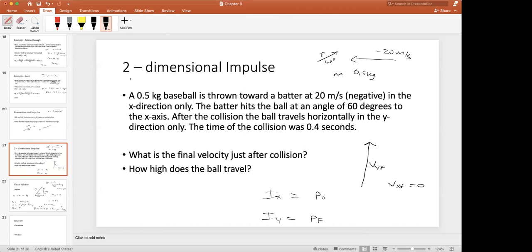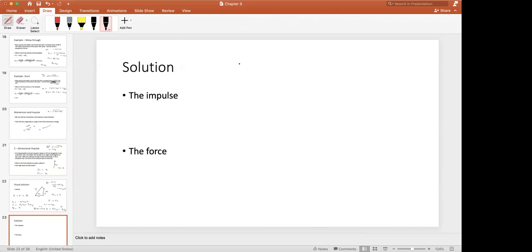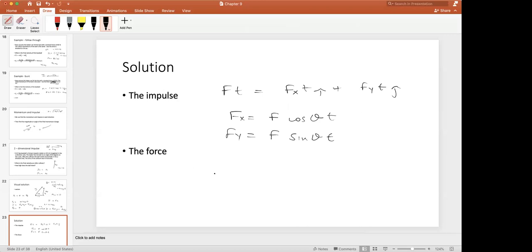Okay, so the impulse is F times t, but this is actually Fx times t in the i hat plus Fy times t in the j hat. This is why we use these unit vectors. We know that Fx is F cos theta, and we know what theta is, times t. And we know that Fy is F sine theta times t. Now, in order to find this force, we were told that t was 0.4 seconds.